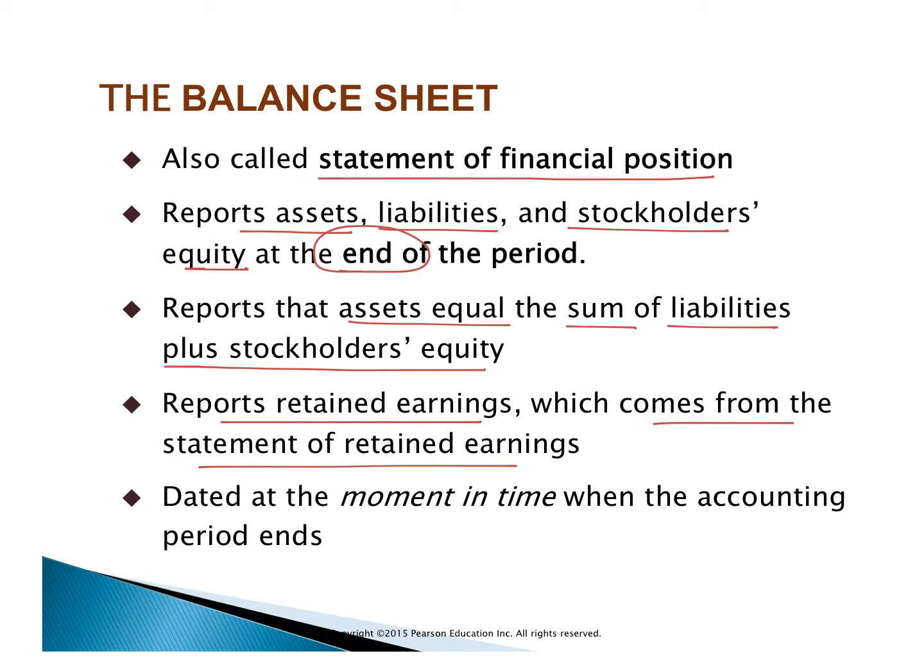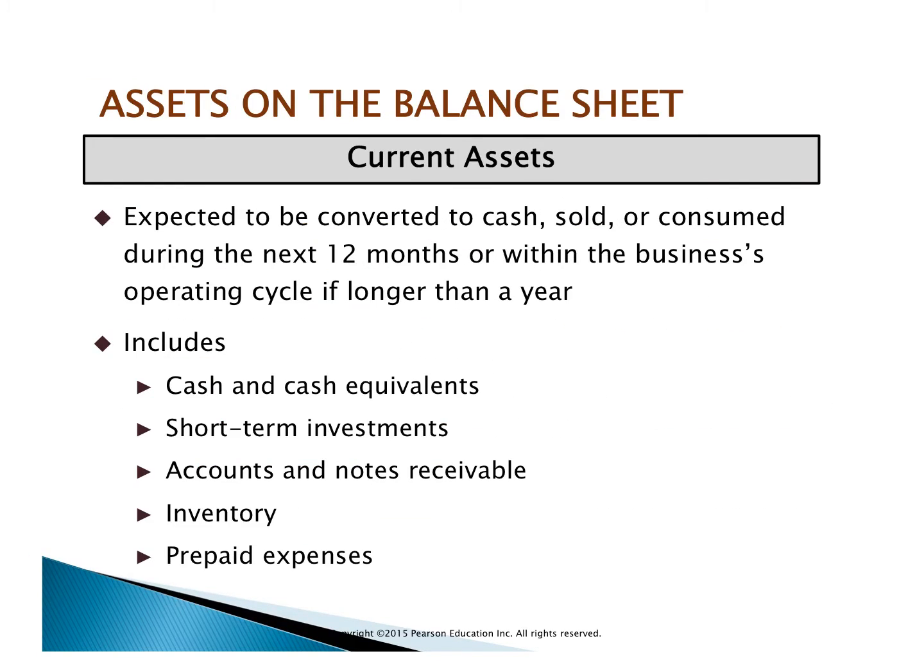The two statements we've discussed so far cover a period of time. This statement, however, is as of a single date, the date when the accounting period ends. On the balance sheet, there are two main categories of assets, current and long-term. Current assets are assets that are expected to be converted to cash, sold, or consumed during the next 12 months, or within the business's operating cycle if longer than a year.